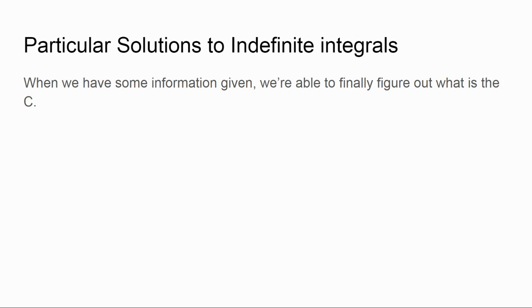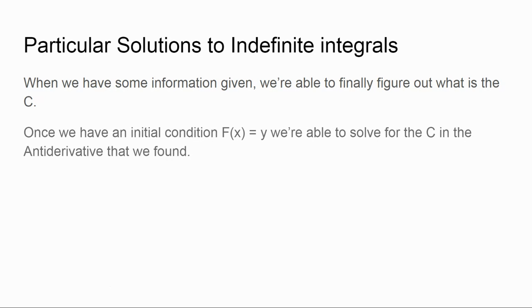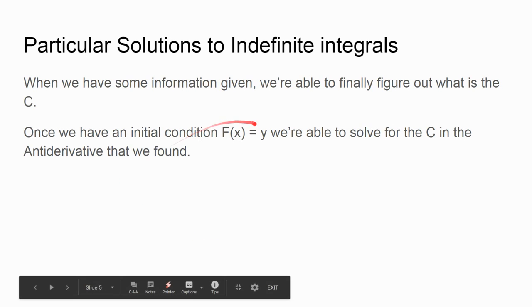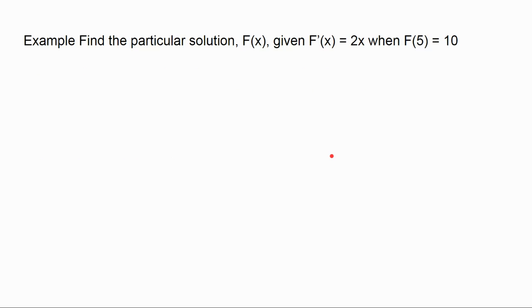Let's work through some particular solutions. Once we're given some information, we can find out what C is. This is the initial condition that I've been giving you. F of x is equal to y. We're able to solve for that C. Okay, so here's my first question.